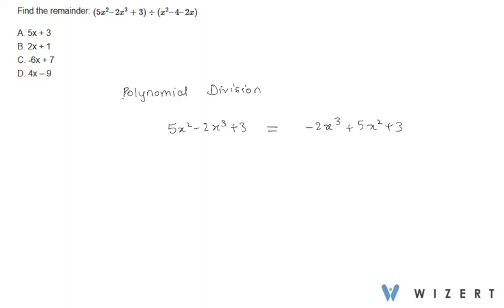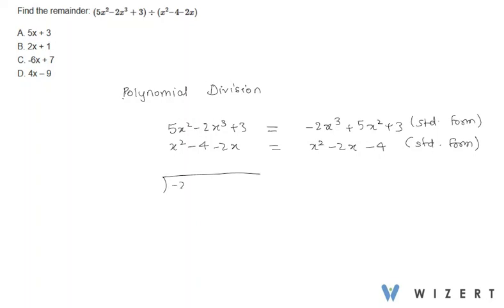The second polynomial is x square minus 4 minus 2x. When we write this in standard form, what do we have? We have x square minus 2x minus 4. Now we can easily perform division without missing out any terms. So let's see. Minus 2x cube plus 5x square plus 3 divided by x square minus 2x minus 4.